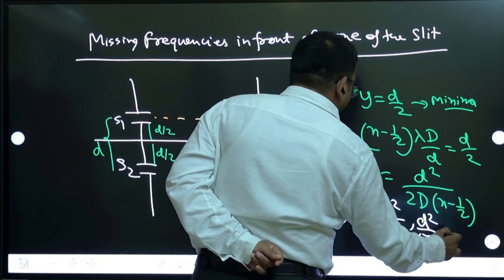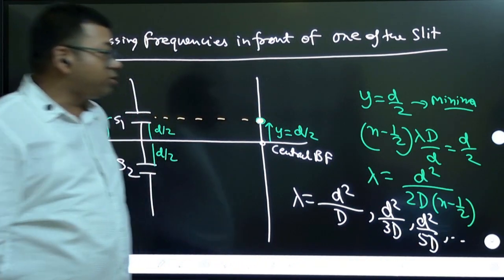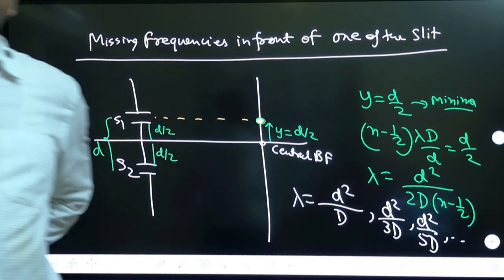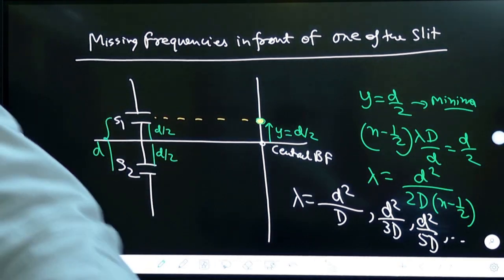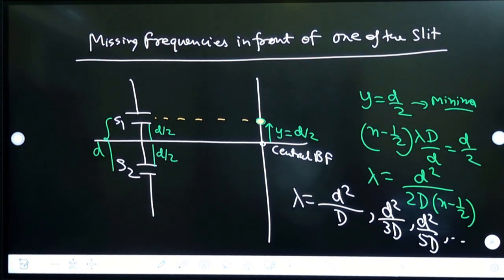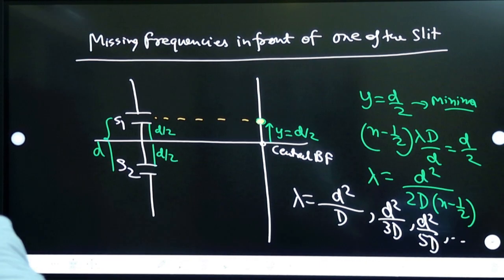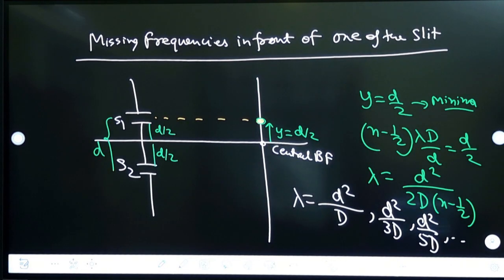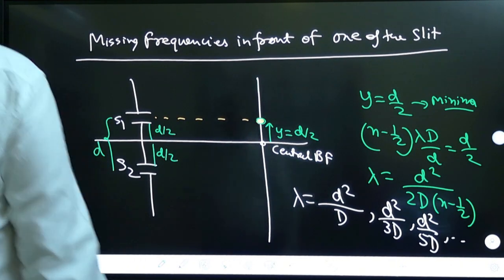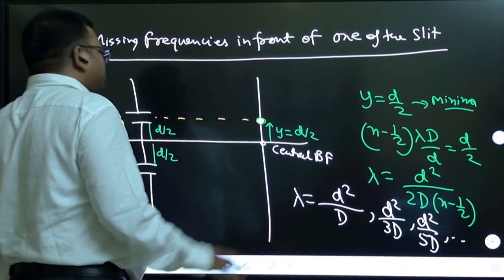Right? So you can see that odd numbers are coming in the denominator. So these are the frequencies which are missing at that point. Are you getting that? Why missing? Because minima is forming for all these. For all these, minimas are forming.